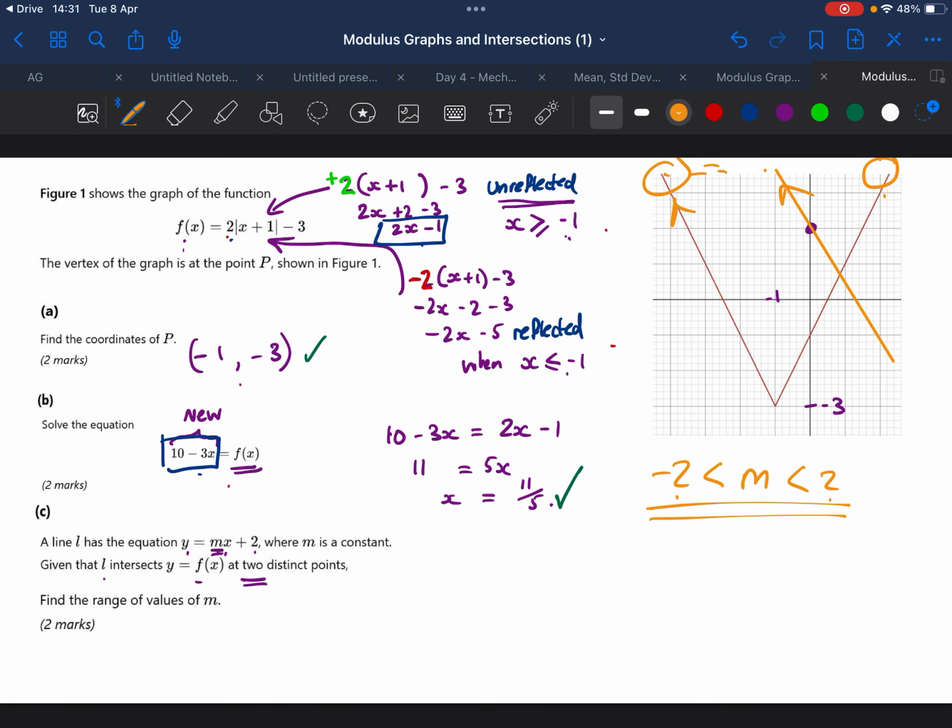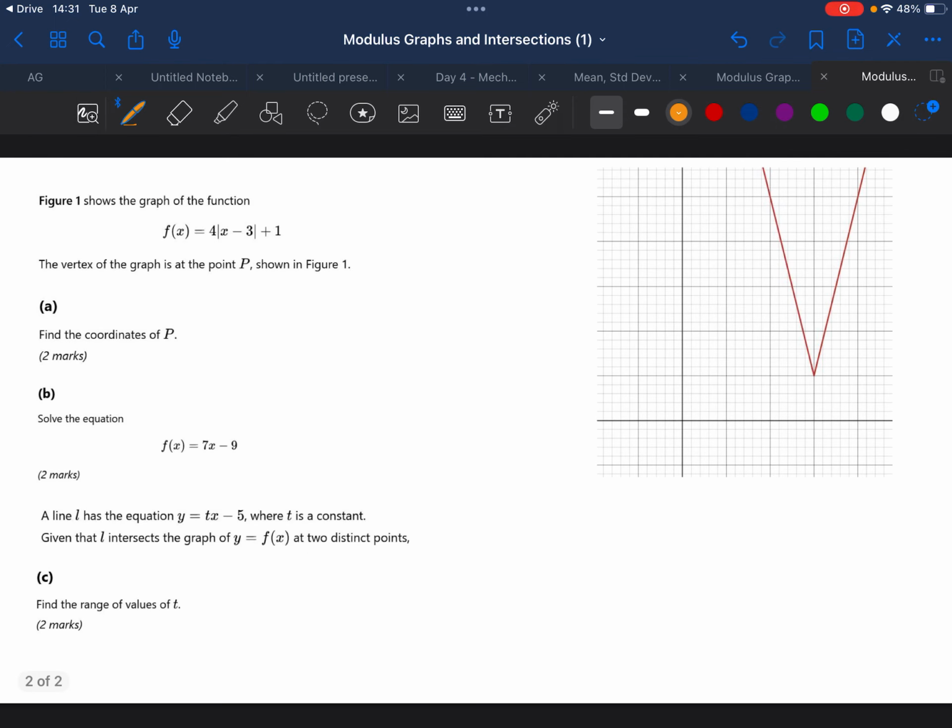So with this kind of question, you really have to put a ruler on the diagram and reason your way through it. Now, I've got one more question that's similar, and I'd encourage you to have a go for yourself to see if you can put the same skills into action.